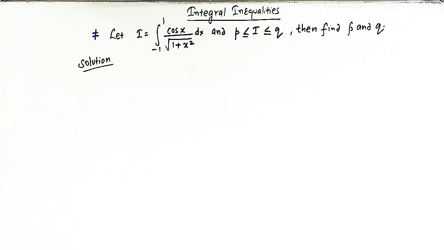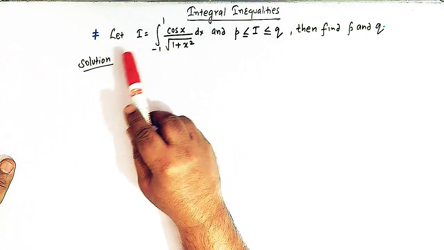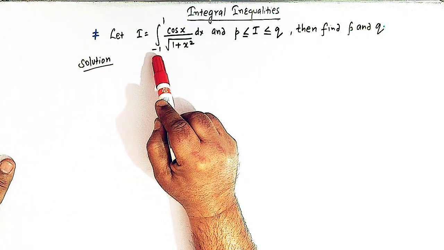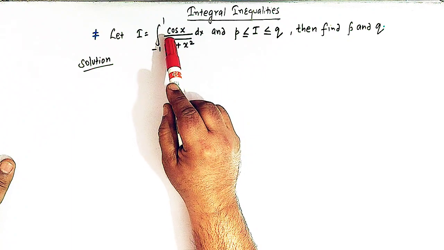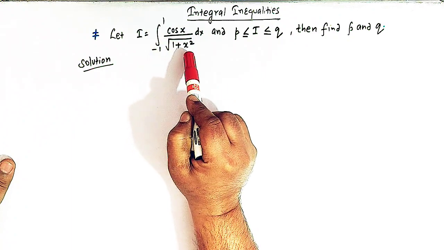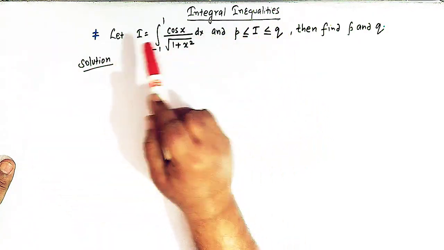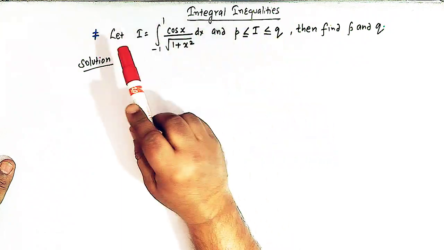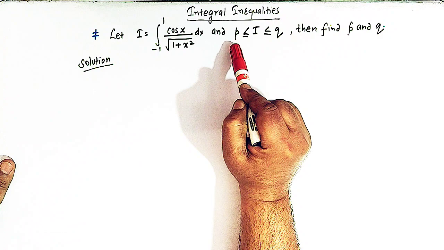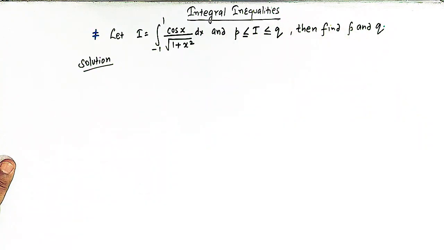Hello, viewers. In today's session, we are going to discuss an important and conceptual problem from inequalities in definite integration, right? Here we are given an integral I from -1 to 1 of cosine x divided by square root of 1 plus x square dx. If the lower and upper bounds of this integral I are given by P and Q, then we have to find the values of P and Q, right?